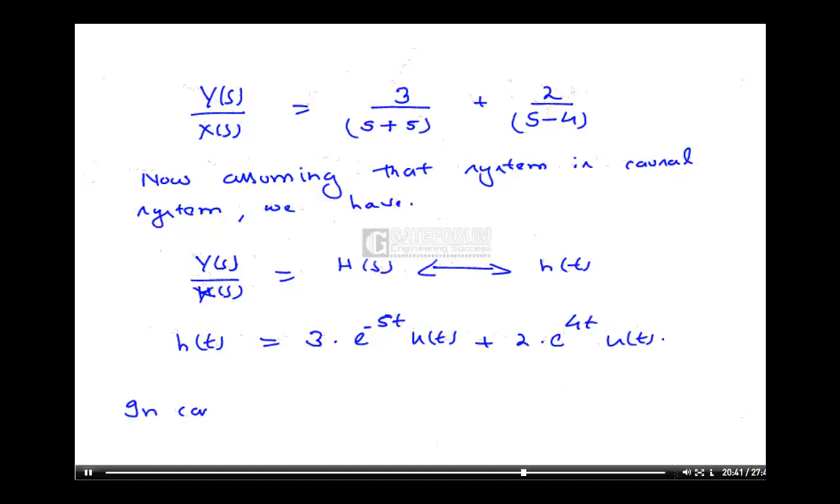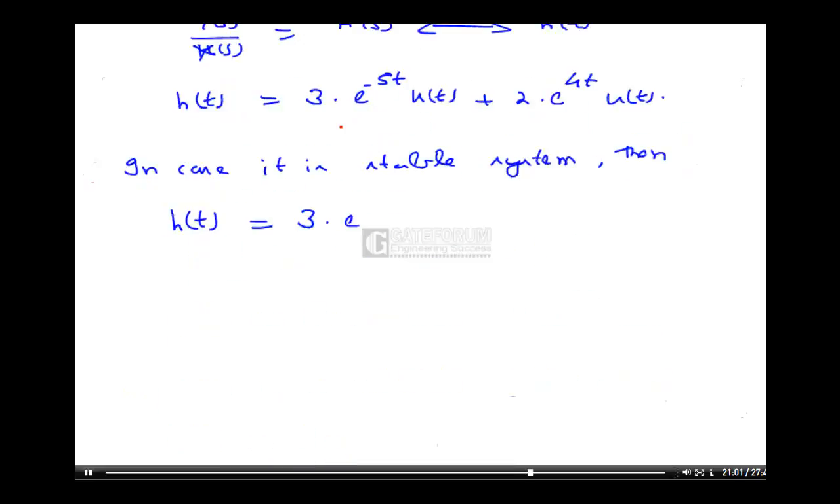In case it is stable system, then h(t) is equal to 3 times of e to the power minus 5t u(t) minus 2 times of e to the power 4t u of minus t. So depending on whether it's given as a stable or it is a causal, we have to write the equation for the inverse Laplace transform.